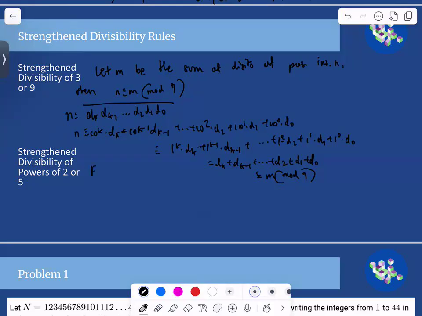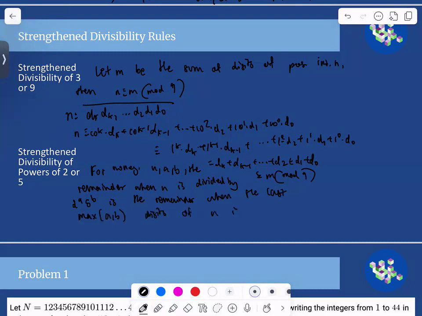So what this says is that for non-negative integers N, A, and B, the remainder when N is divided by 2 to the A times 5 to the B is the remainder when the last max(A, B) digits of N are divided by 2 to the A times 5 to the B. Meaning if you're dividing by 2 squared times 5 cubed, then you just take the last 3 digits, because 3 is the larger exponent, and you can just divide those last 3 digits by 2 to the A times 5 to the B, and that will give you the same remainder.